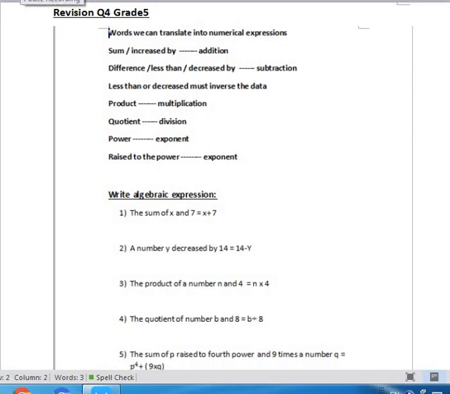I hope you're fine. Today we're going to have a revision on quarter 4 for grade 5. Okay, let's start together. I have here words we can translate into numerical expressions.